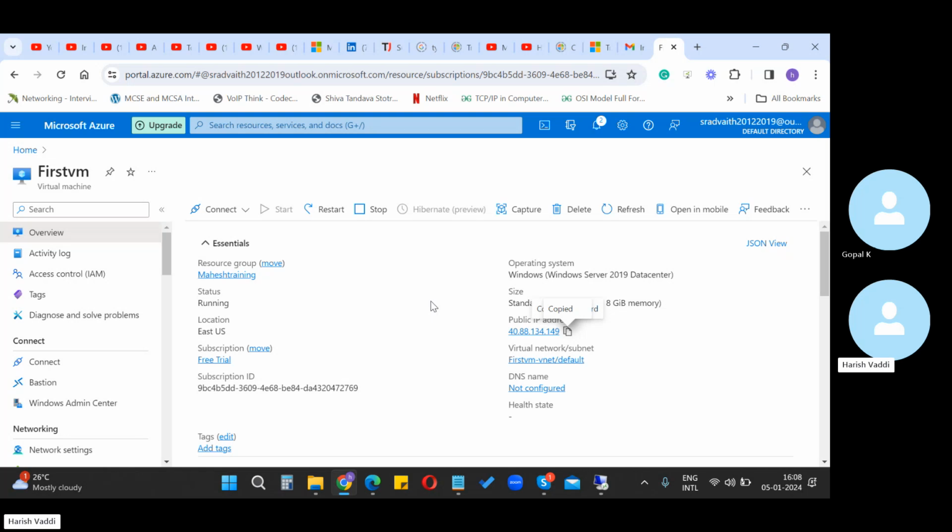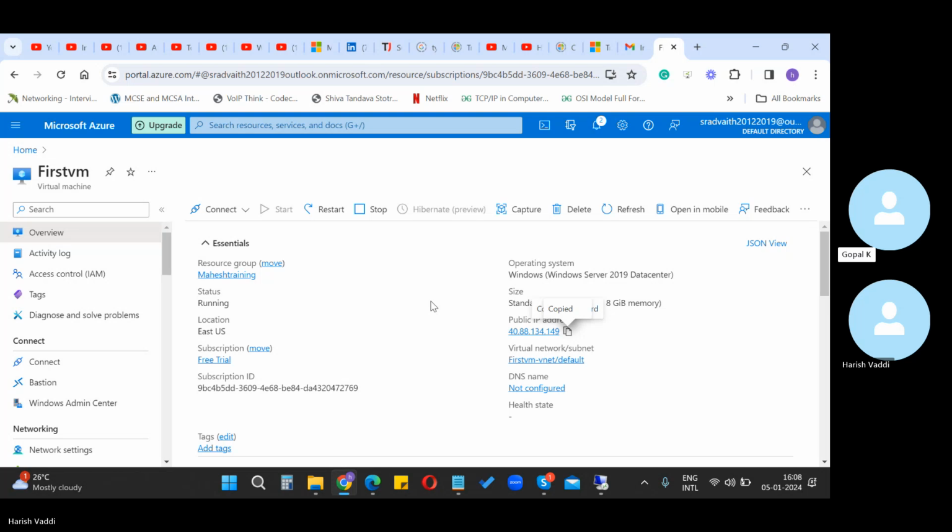In forward lookup zone we also have four categories. They are primary zone, secondary zone, subzone, and AD integrated zone. So these are the DNS zones.